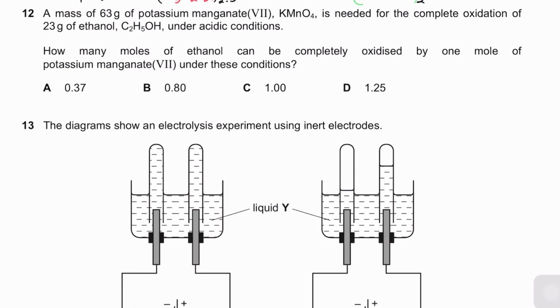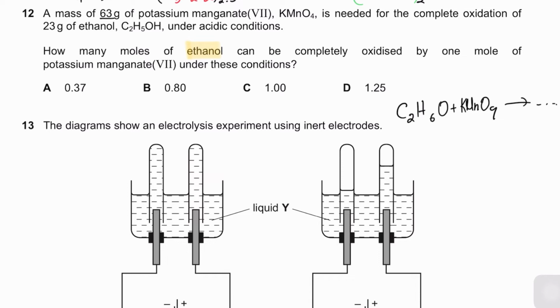A mass of 63 grams of potassium permanganate is needed to complete the oxidation of 23 grams of ethanol under acidic conditions. How many moles of ethanol can be completely oxidized by 1 mole of permanganate under these conditions? So we have C2H6O plus KMnO4. Now we do not need to know the products because we only need information about the reactants.